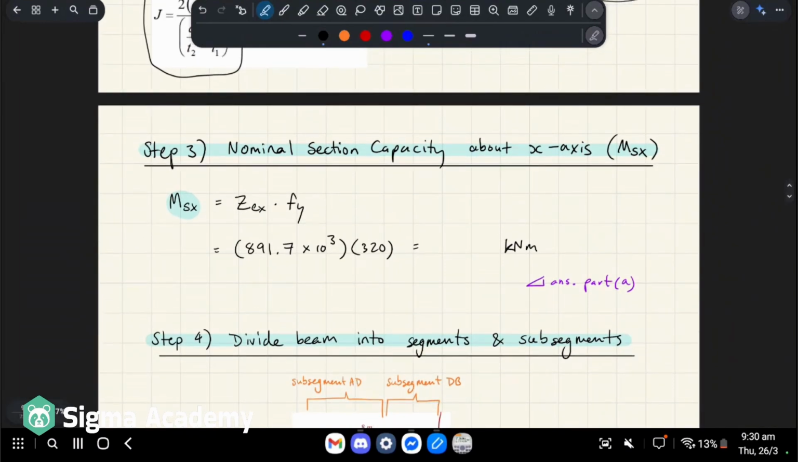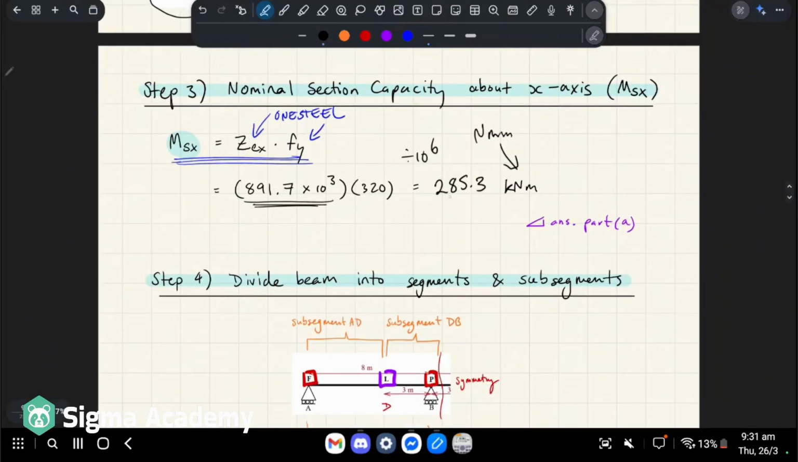Next is our MS, so our section capacity. You know how for our standard section, it was actually very easy to get here, right? Because we just go to One Steel, you find these values, and happy days. But this was the thing that took us a million years to find out. Once you divide that by 10 to the 6, to get from Newton millimeters to kilonewton meters, we find that it is 285.3.